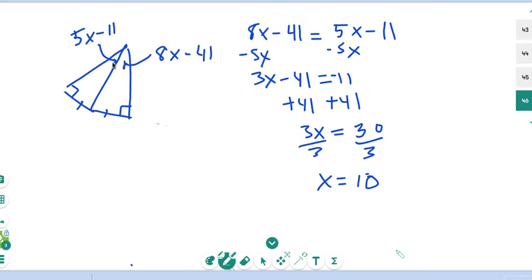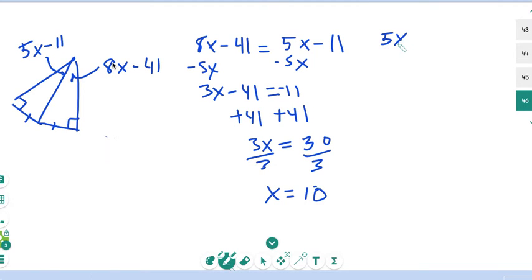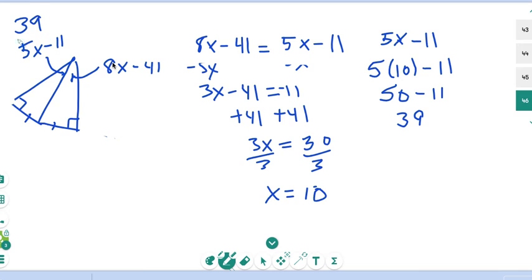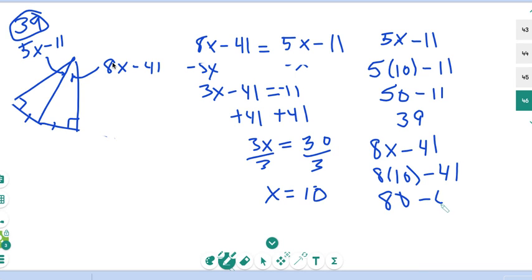So now we're going to find the measure of the two angles. We're going to do 5x minus 11, 5 times 10, minus 11, 50 minus 11, 39 is our first angle. 8x minus 41, 8 times 10, minus 41, 80 minus 41 is 39.